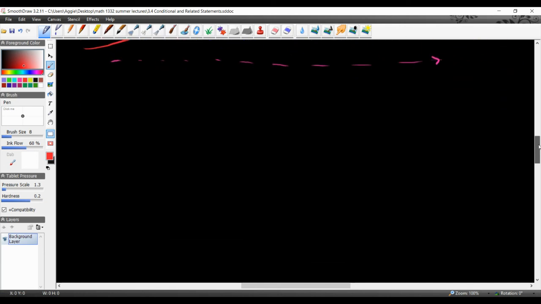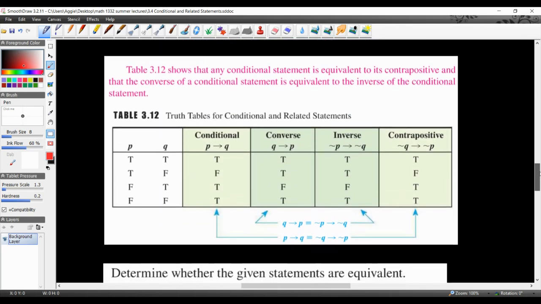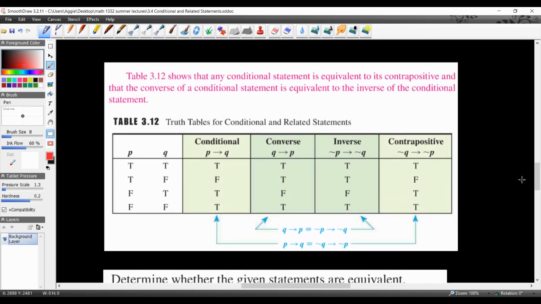With that in mind, we have one more example, I believe. Like I said, this is a short video. So we have this table, and it's in your book as well, that shows that any conditional statement, remember your conditional is just that P implies Q, is equivalent, meaning the truth values are the same, to its contrapositive, and the converse of the conditional statement is equivalent to the inverse of the conditional statement. So we're not going to do the whole truth table. We're just going to look at it and analyze this.